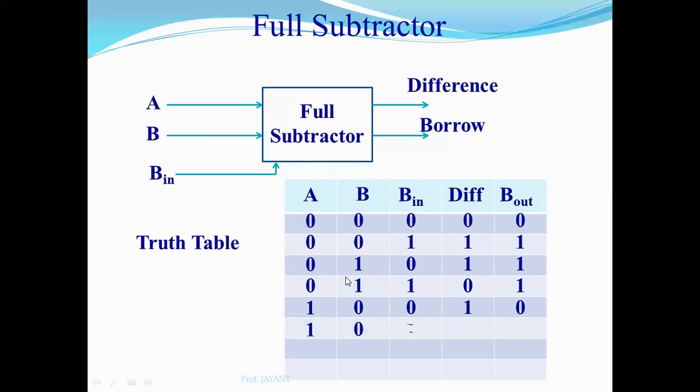1, 0, 1: difference 0 and borrow out 0. 1, 1, 0: difference 0, borrow out 0. 1, 1, 1: 1 minus 1 is 0, and then 0 minus 1 gives difference 1 and borrow out 1.